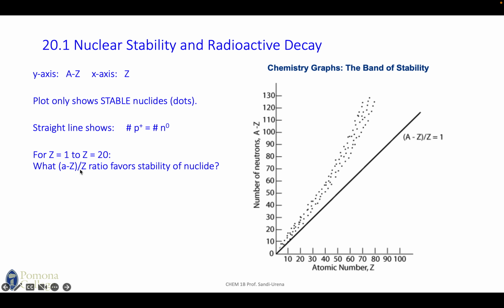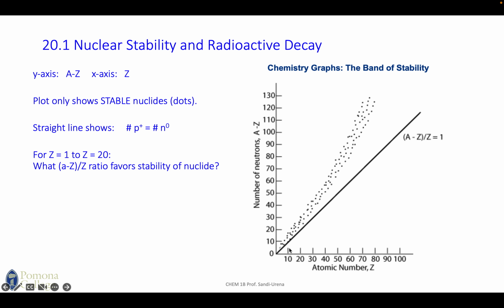What else do we see? It says here, let's look at values for Z from 1 to 20. So this region here, 1 to 20, that would be going from the element atomic number 1 to the element atomic number 20. What do we see? What can we say about the ratio? What kind of ratio favors stability?